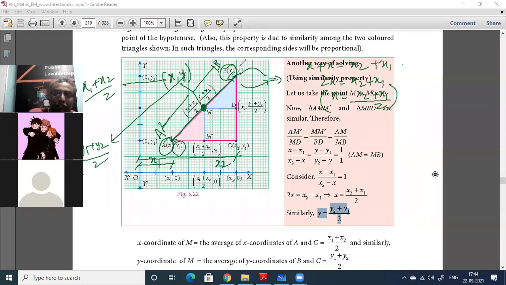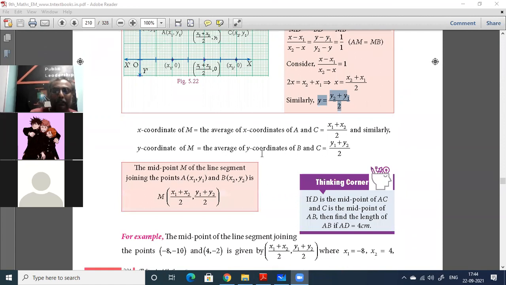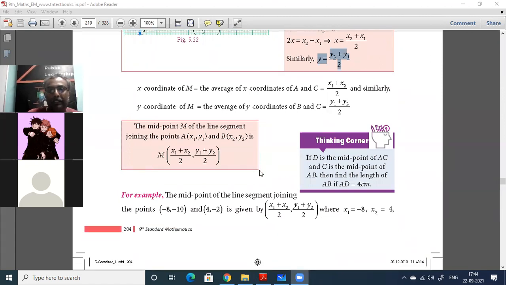This is y1, this point is y2. B point ordinate is y2, A point ordinate is y1. (y1 plus y2) by 2 gives you the midpoint of the ordinate value. That's all there is to it. Once you know this, you can work out all the sums. I'll clear all this. So it is the average of B and C, average of A and C. That's all. So what is the midpoint? Very important: ((x1 plus x2) by 2, (y1 plus y2) by 2). That is the midpoint.